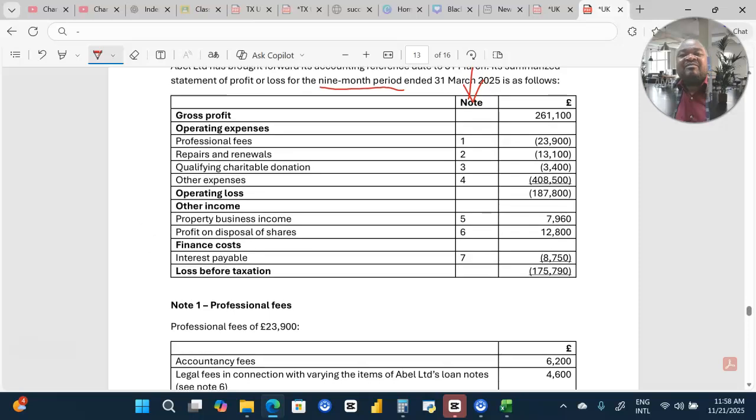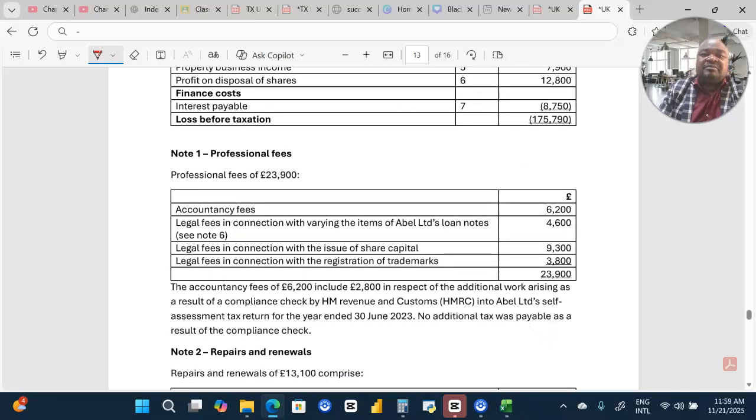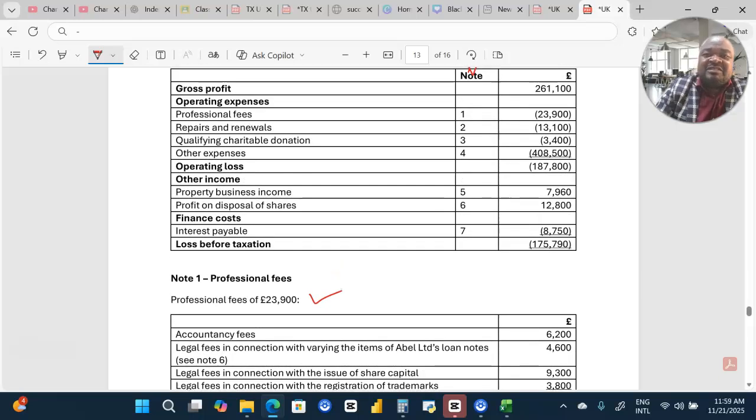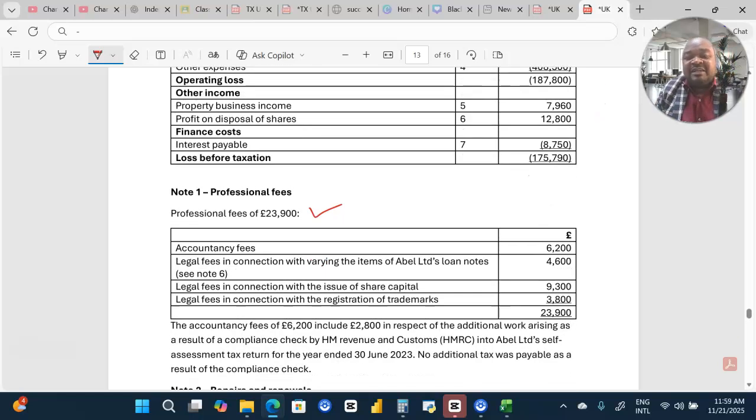So, like I said, when it comes to expenses, you need to ask yourself, is the expense allowable or not allowable? All right. So we are told professional fees, they were totaling 23,900. So if you count the professional fees, the total was 23,900 as in the question. Verify if they are the same figures. Yes, they are the same figures. Good. Now let us assess their allowability.